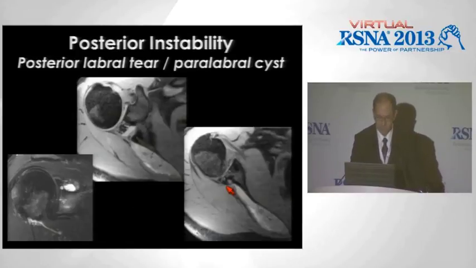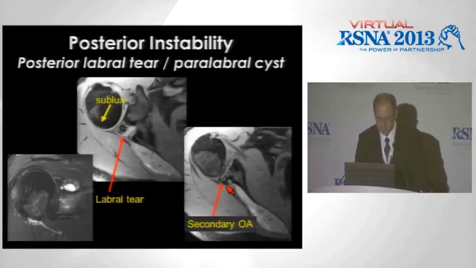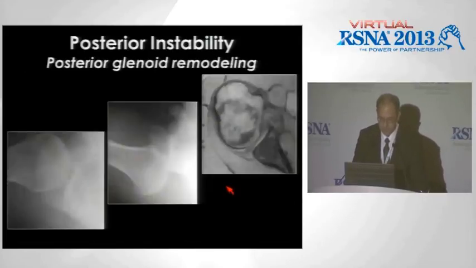Here's an example of someone with posterior instability. They have a posterior labral tear. You can see the subluxation of the humeral head. Secondary osteoarthritis as the head is extending off the posterior glenoid. Labral tear and a paralabral cyst formation. Here's another example of a patient with posterior instability, in this case with rounding of the posterior glenoid rim, and you put stress on the patient and they pop out.